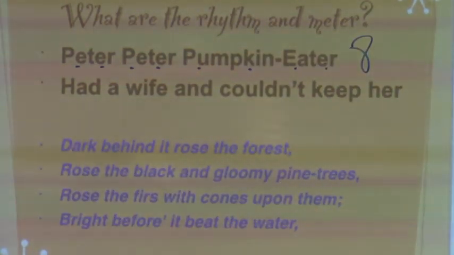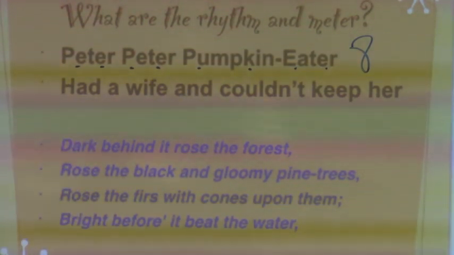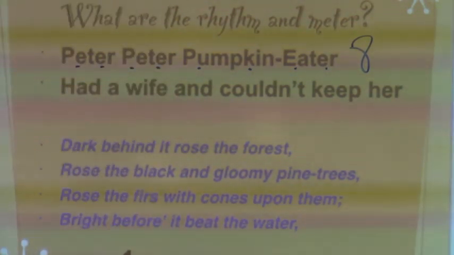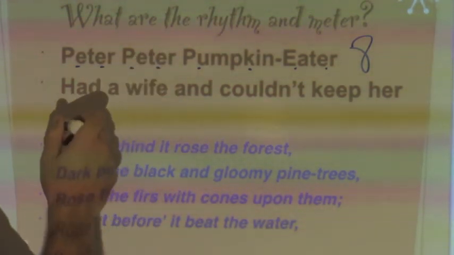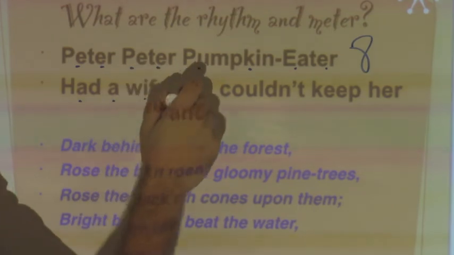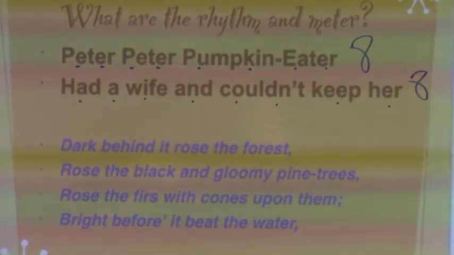Okay, 8. Now I give you a second line sometimes to check your work. With rhythm and meter, we only ever look at one line at a time. So I give you the second line just to double check and make sure you're on the right track. Let's see if it fits. Had a wife and couldn't keep her. 8 syllables again, so I feel pretty good about my first line.